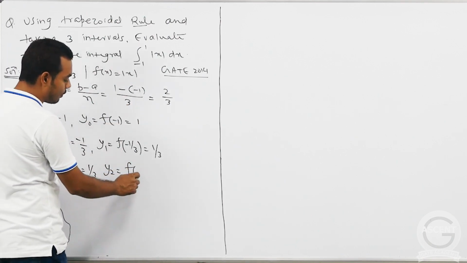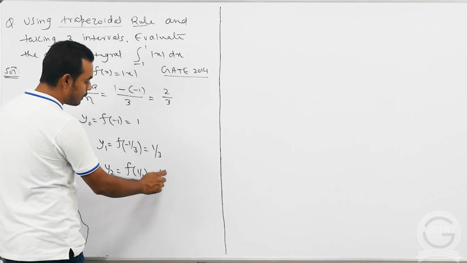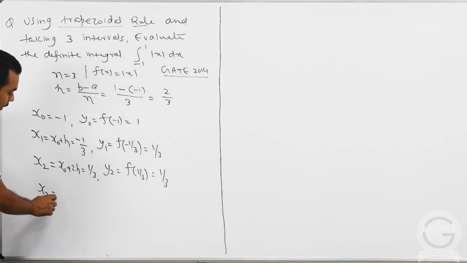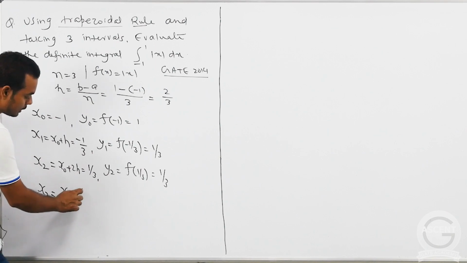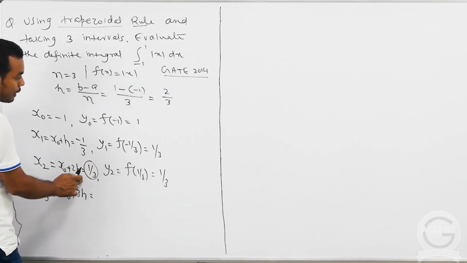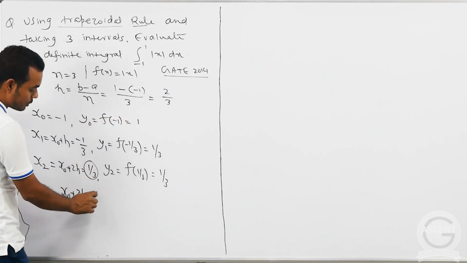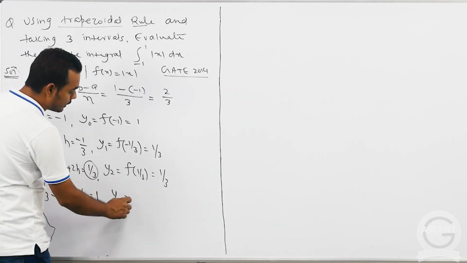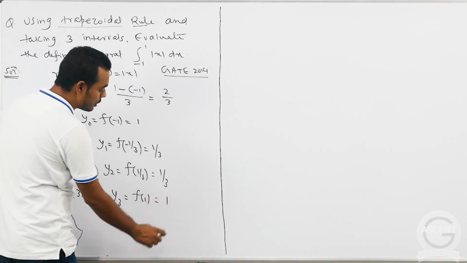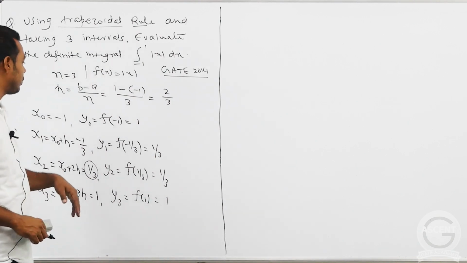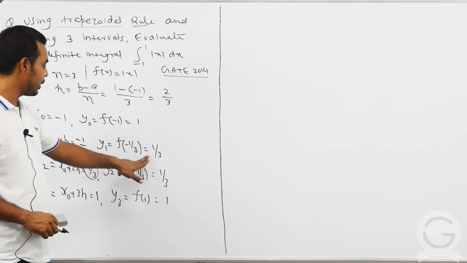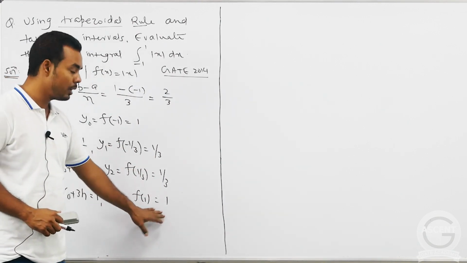y2 will be f of x2, so this will be +1 by 3. And finally x3 is x0 plus 3h, so 1 by 3 plus h. h is 2 by 3, so this will be 1. And y3 will be f of 1, so this is 1. So these are the values of y: y0 is 1, y1 is 1 by 3, y2 is 1 by 3, y3 is 1.